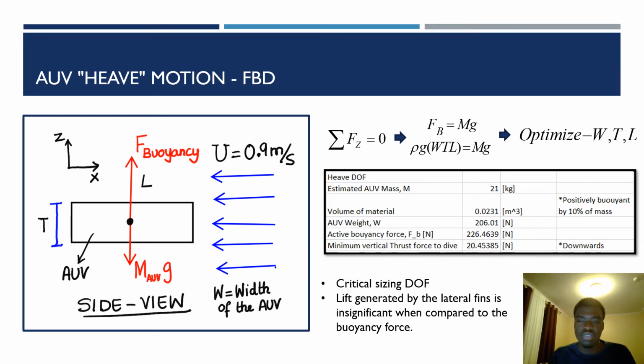The estimated mass is about 21 kilograms. This is governed by the size constraint from the competition guidelines. The minimum downward thrust force required to dive and maintain a depth is then obtained from the difference between the AUV weight and the acting buoyant force. The thruster selected must be able to provide at least 20.5 newtons of downward thrust.